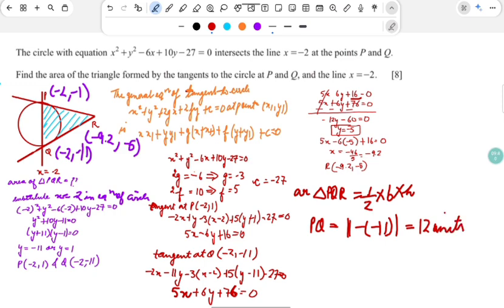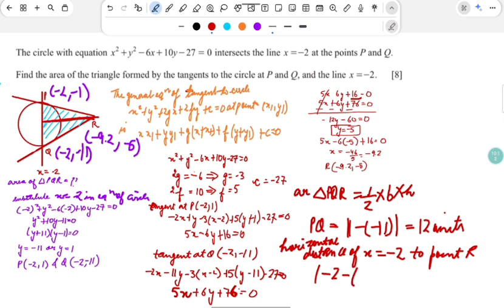And height will be the horizontal distance from the line x = −2 to point R. Basically this distance will be our height, which is the distance of x = −2 to point R. This is basically the horizontal distance. So this will be |−2 − (−9.2)|, which will be nothing but 7.2 units.